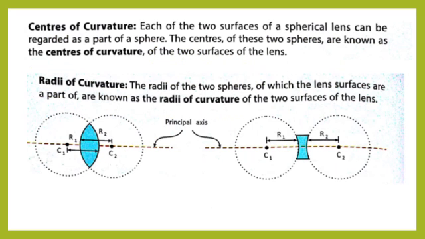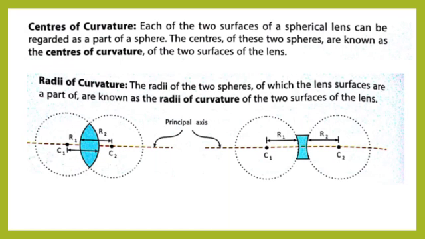Students, there are a few definitions related to these lenses. Earlier in 7th class you have studied definitions of different terms related to spherical mirrors. So the first definition is centers of curvature. Each of the two surfaces of a spherical lens can be regarded as a part of a sphere. The centers of these two spheres are known as the centers of curvature of the two surfaces of the lens.